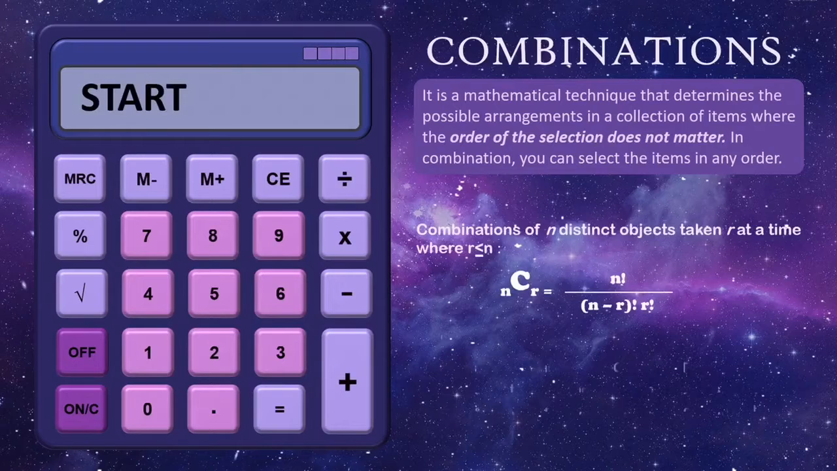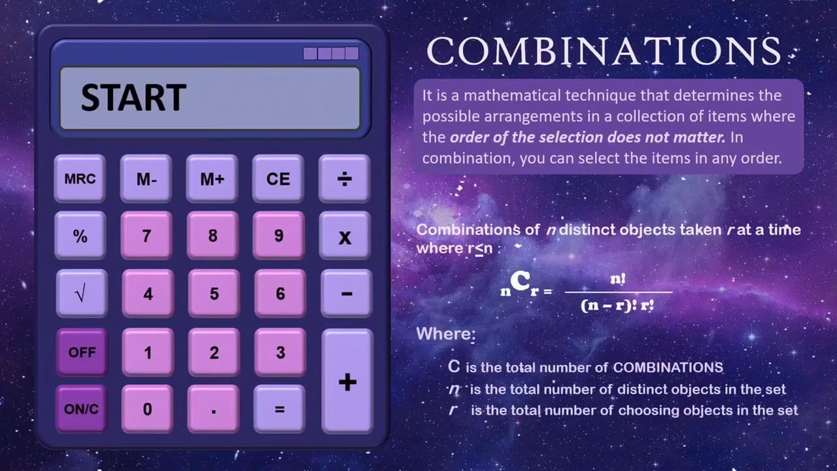We can represent this statement using this symbol, whose formula is n factorial over the quantity of n minus r factorial times r factorial, where C is the total number of combinations, n is the total number of distinct objects in the set, and r is the total number of chosen objects in the set. So we will use this formula to solve the combination.